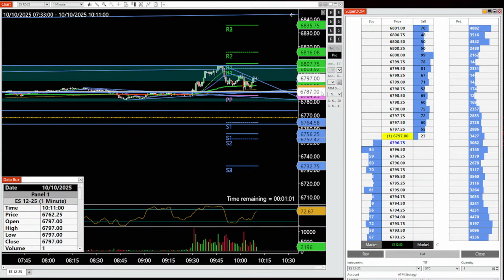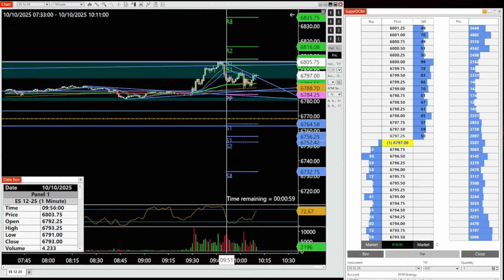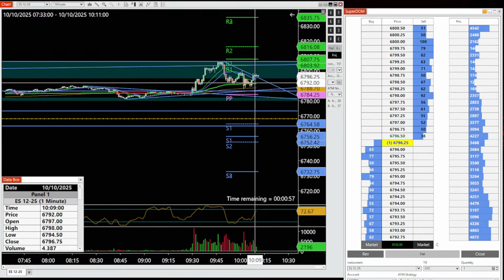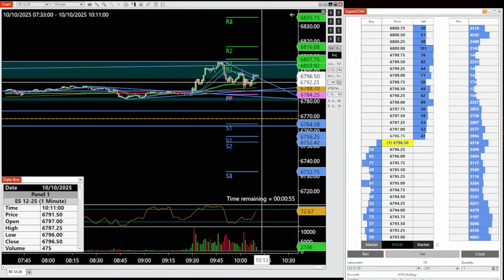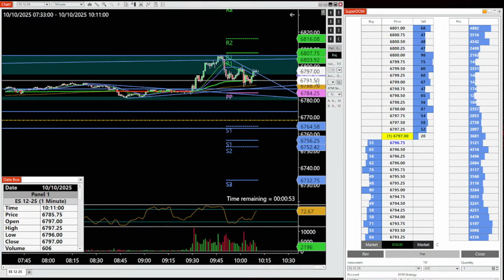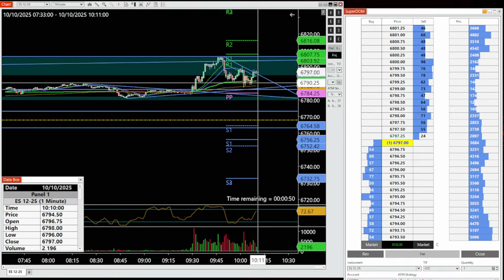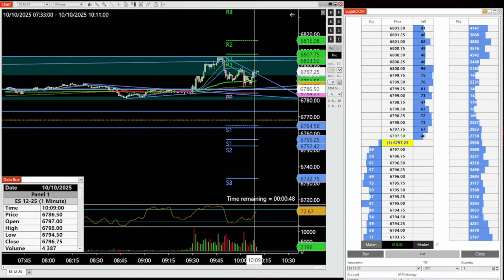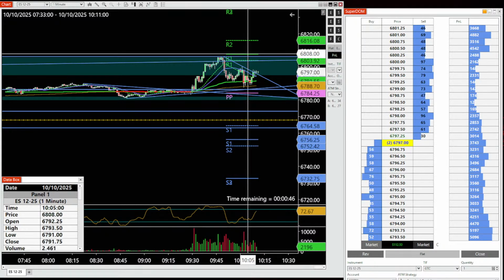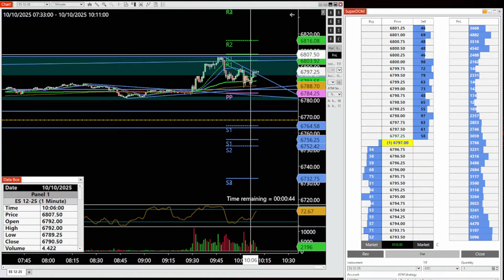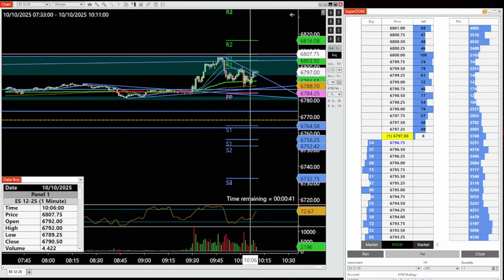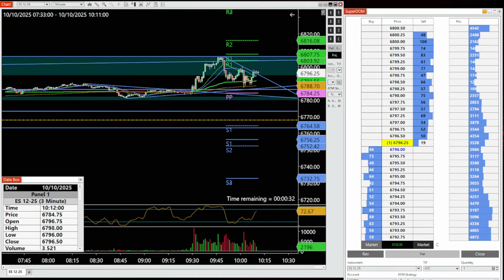I like the pattern, just don't like it in this area. Nice W pattern, but just don't like it in this area. I'm not saying it won't go, but just don't like it in this area. I want to see us out of this. I want to see price out of this area.